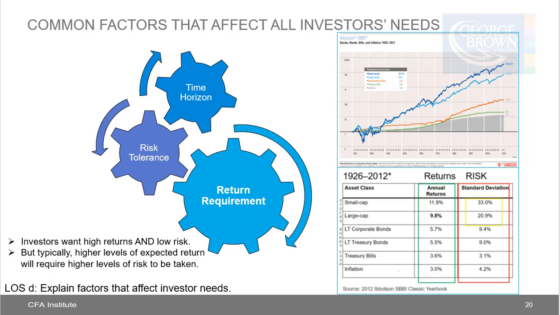The return requirement, particularly for a long-term horizon, should be specified in real terms. So that's a very key point. The return requirement for a long-term horizon should be specified in real terms, which means adjusting for the effect of inflation. This adjustment is important because it maintains the focus on what the accumulated portfolio will provide at the end of the time horizon. The investment manager or advisor has to be comfortable that the investor's desired rate of return is achievable within the related constraints.